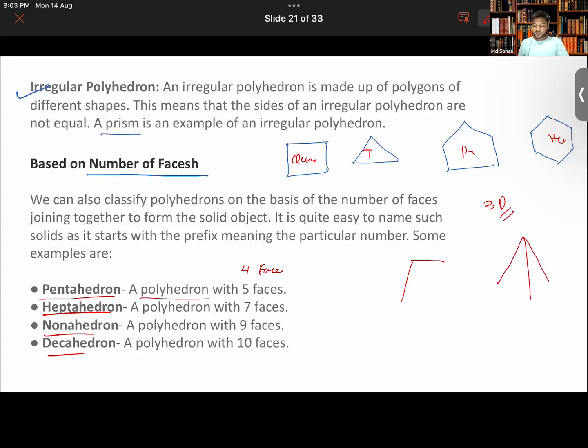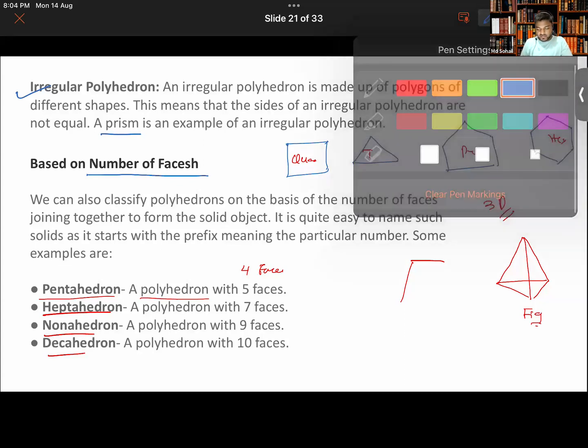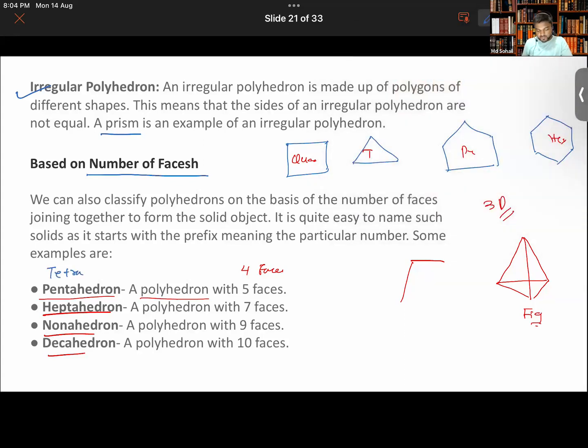Take an example of this figure over here. How many faces do you think this one has? There are actually 3 figures here, no? 4 faces here, no? Imagine we were talking about the tetrahedron a while ago. If the polyhedron has got 4 faces, it will be called a tetrahedron. If it has got 5, 6, 7, 8, 9, 10 faces, they will be called as mentioned over here.